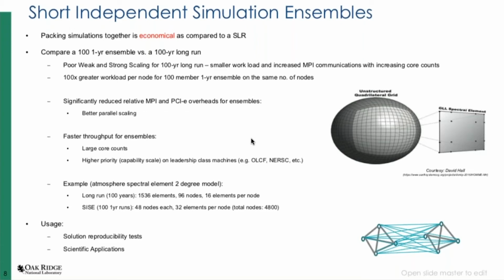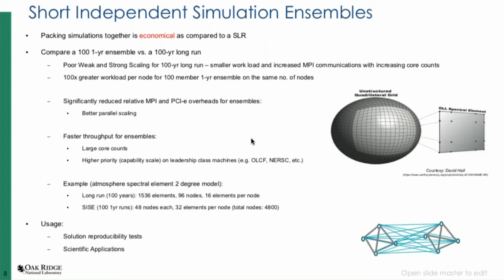But if instead you pack all of these 100 ensemble members together on the same amount of nodes, you're immediately increasing your workload on each node by 100. So that improves your parallel scaling for the model. And if you can pack a large number of jobs like that into larger node counts to improve your efficiency, then you can get higher priority on leadership class machines, right?